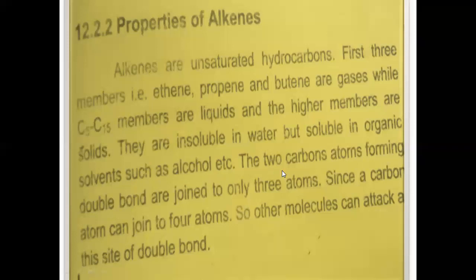The 2 carbon atoms forming the double bond are joined to only 3 atoms, since a carbon atom can join to 4 atoms. So other molecules can attack at this site of the double bond. A molecule will attack at the double bonded carbon atom, because of the double bond, one bond is a sigma bond, another is a pi bond, and the pi bond is a weak bond. So any molecule that attacks an alkene will attack at the double bonded site.